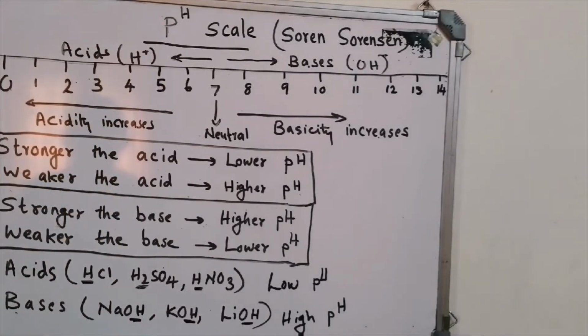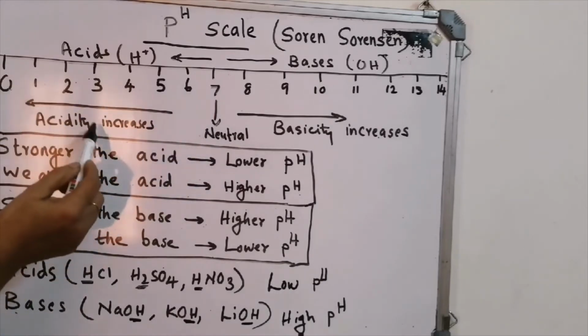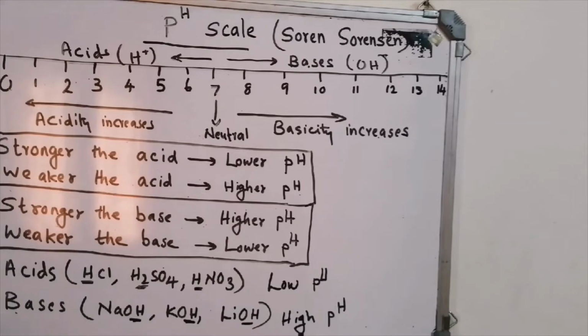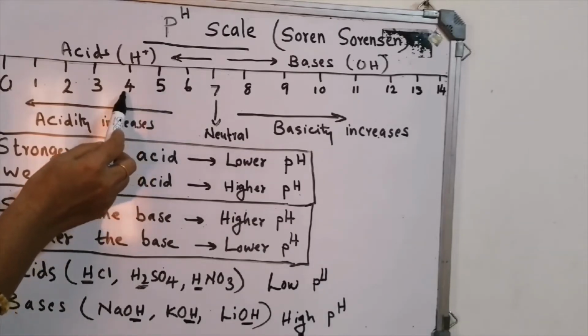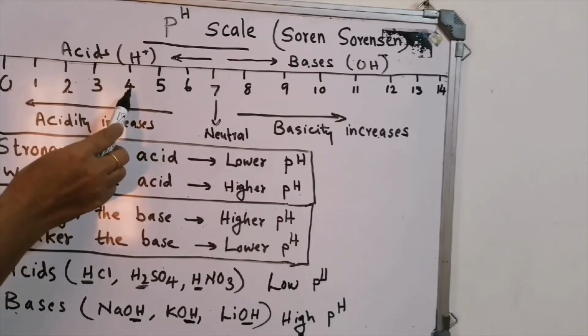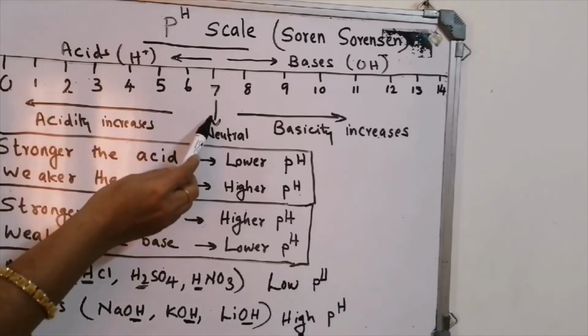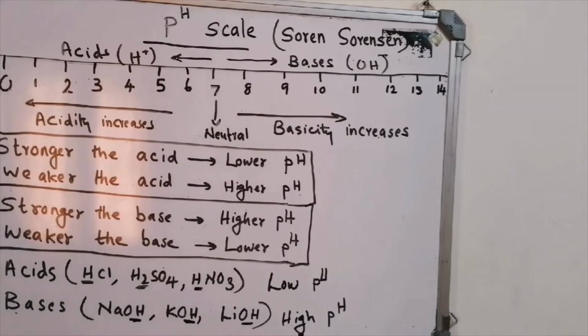On the pH scale, we measure pH from 0 to 14 and the midpoint 7 shows the solution is neutral. Neutral means neither acidic nor basic. As pH decreases from 7 to 0, the acidity increases. That means an acid with a pH of 2 will be a stronger acid than an acid of pH 4. So as pH decreases from 7 to 0, acidity increases.